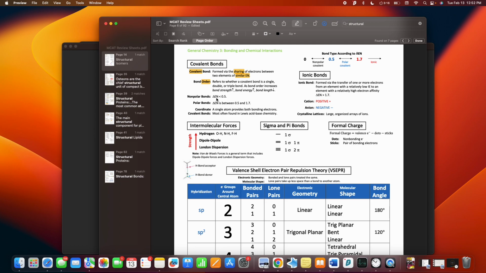The non-polar bonds have a difference of electronegativity, delta EN, of less than 0.5. The polar bonds have electronegativity between 0.5 and 1.7. Coordinate covalent bonds are single: it's when a single atom provides both bonding electrons, most often found in Lewis acid-base chemistry. That's a coordinate covalent bond.